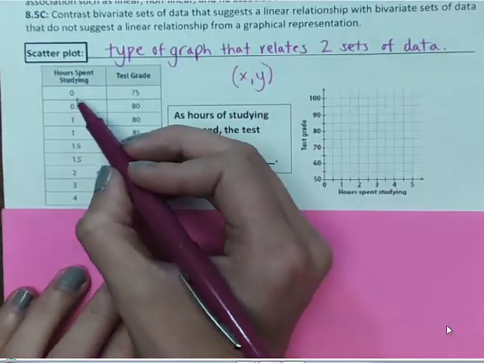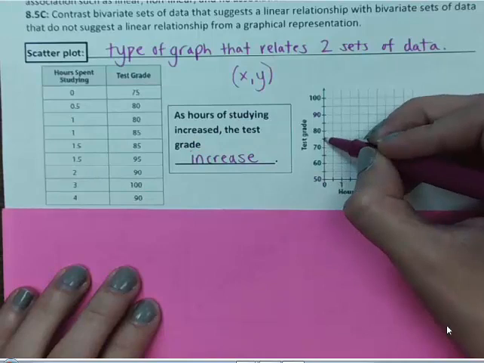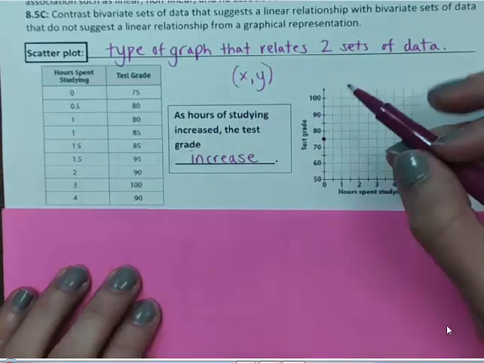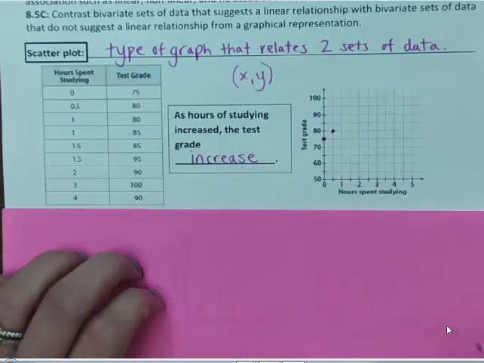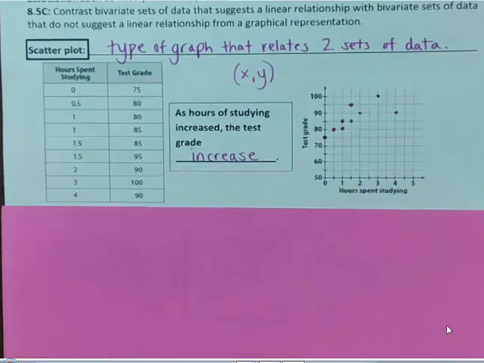So this first point is 0, 75. So I'm going to go over 0, up 75. The next point is 0.5 and 80. So I'm going to go over to the half mark, up 80. Go ahead and graph the rest of the points to show the relationship between those two sets of data. When you're done, your graph should look like this.